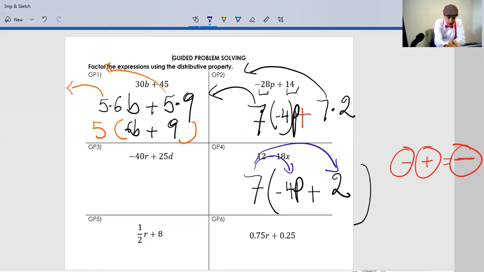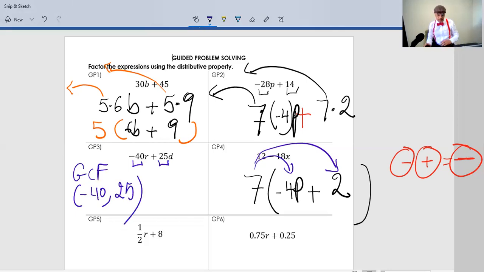Here, it's the same thing: you break these numbers into multiplication of factors and try to find something they have in common, which is the GCF, the greatest common factor, in this case of negative 40 and 25. Do that to practice, and I'll see you in the next video.